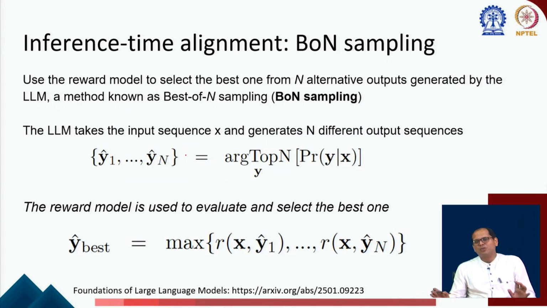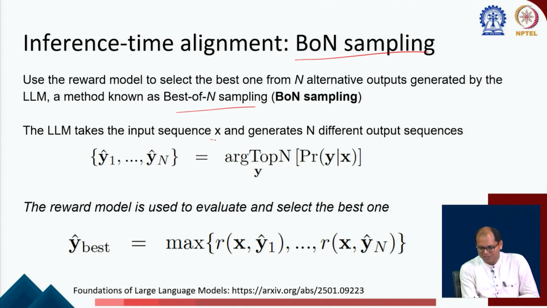The simplest thing you can do at inference time is what we call BON sampling, or best of n sampling. What is the idea? You have the input sequence X, and you want to generate a completion for that. Rather than generating one completion, you generate n alternative completions. Don't generate the same completion multiple times, it will not help. But how would you generate multiple completions?